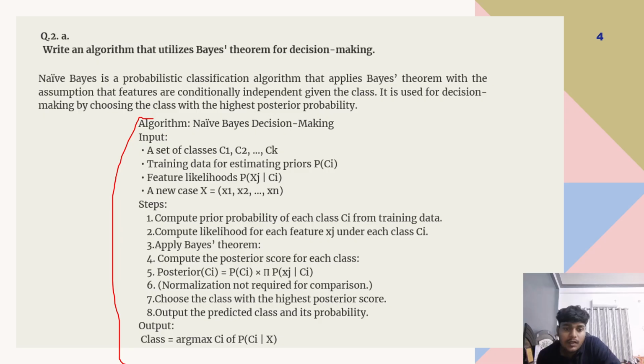Steps of this algorithm are: compute prior probability of each class Ci from training data, compute likelihood for each feature xj under each class Ci. Apply Bayes theorem, compute the posterior score for each class. Here is the formula for posterior score. Normalization not required for comparison. Choose the class with the highest posterior score. Output the predicted class and probability.